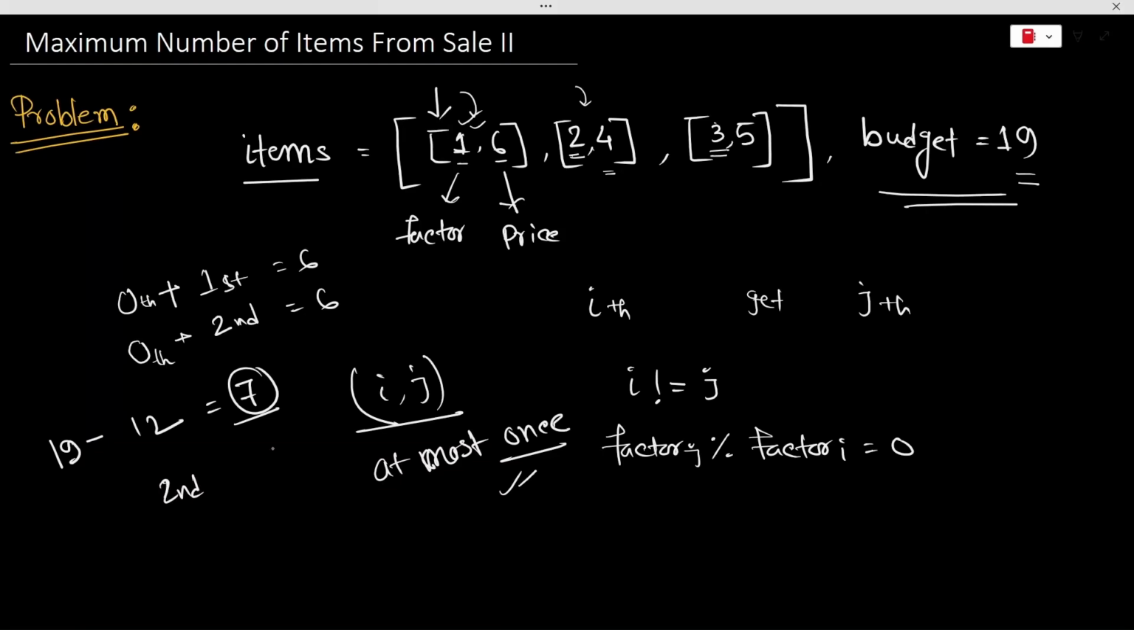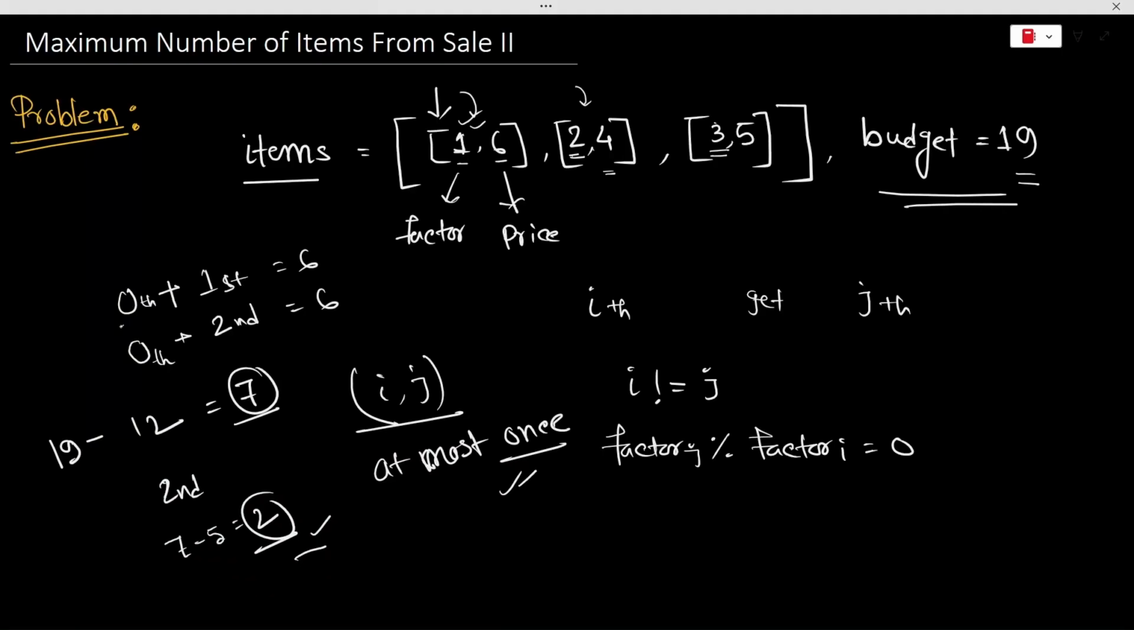Okay, we buy the second one, then our remaining budget will be 7 minus 5, which will be 2, right? And once it is 2, we can't buy anyone because all the prices over here are greater than 2. So how many are we able to buy here? And we got free ones as well.